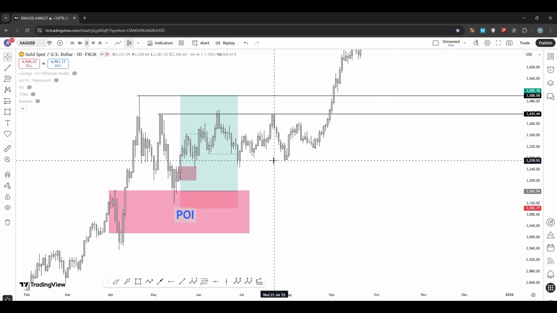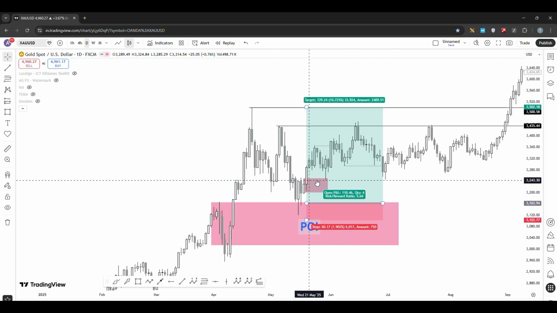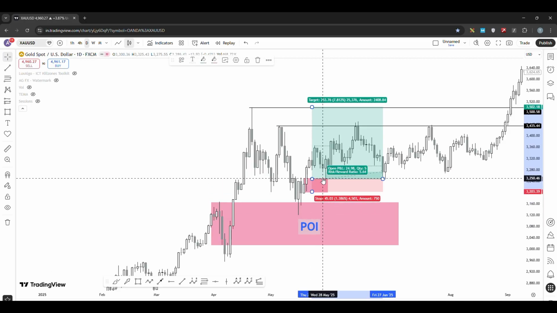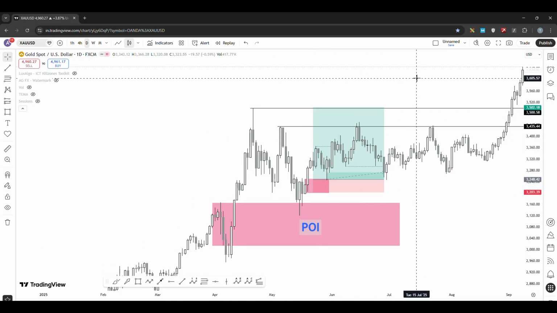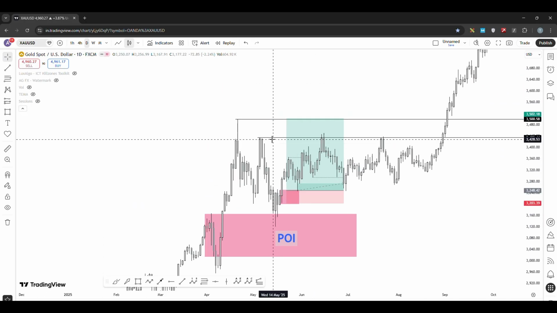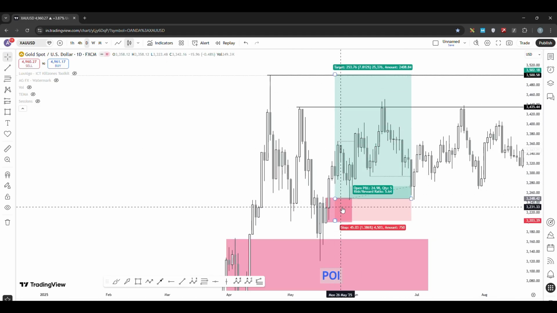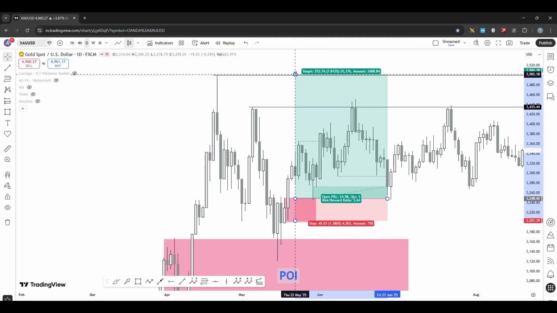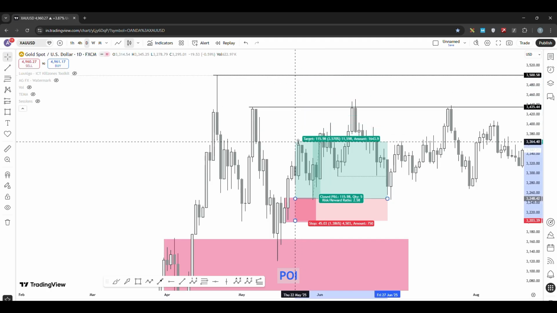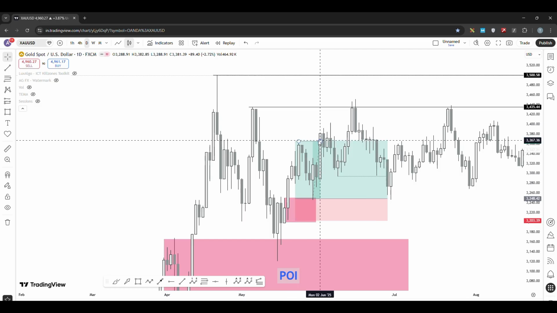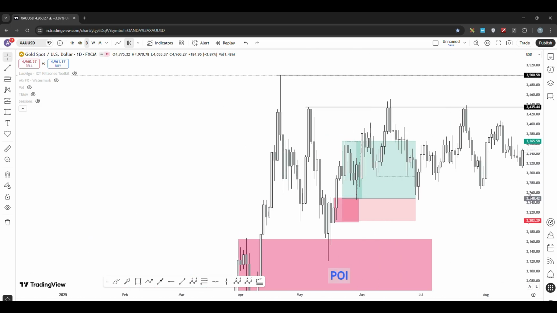So you can go to the daily and see the structure, and you can also look for new entries from these daily POIs using time frame alignments that I have told you, and you can target the daily liquidities. If you take your entry from the daily POI, then what will be your target? Your target is not going to be this high or this high, it is going to be this high, right? Because this is the daily liquidity level. So this is how market moves.